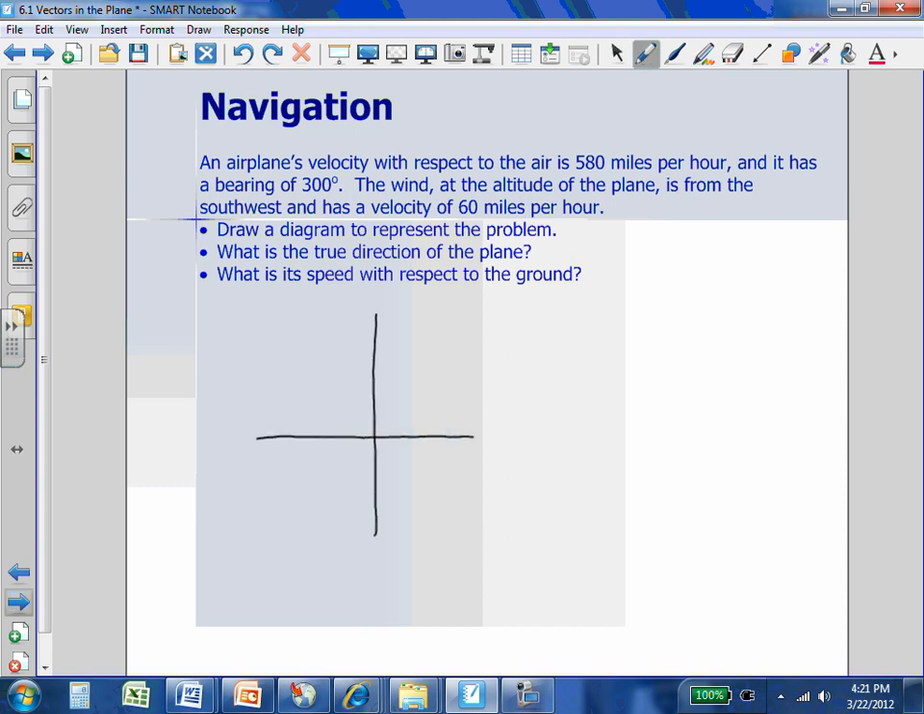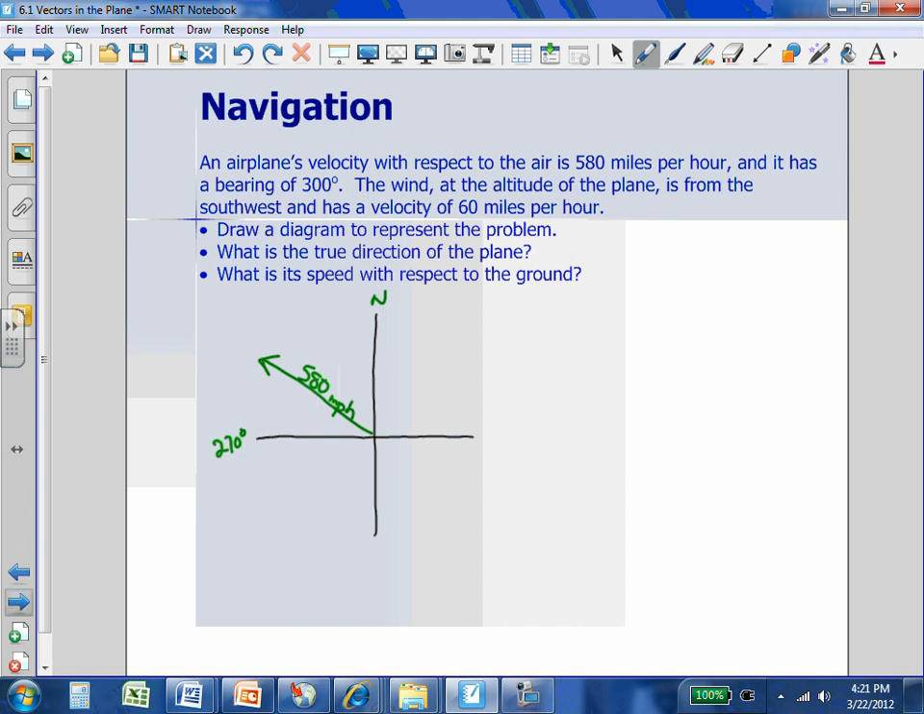So I'm going to first of all draw in a coordinate grid here so we can make sense of where all this is. So if the plane is going 300 degrees, that's its bearing, that means that it is over here. This bearing is 300 because this is 270 in terms of bearings. This is going to get a little confusing with the different directions, but this is the way it's going. And it's going 580 miles per hour. So that's the magnitude of our vectors. This is 580 miles per hour.